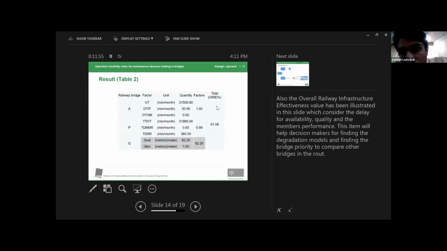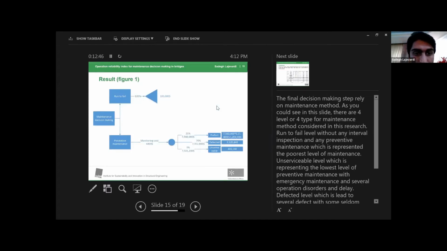For the second result, the overall railway infrastructure effectiveness value has been illustrated in this slide, which considered the delay for availability, quality, and the member performance. And this item will help decision makers find the degradation model and the bridge priority to compare with other bridges in that road and in that network. For example, for this bridge, the total overall railway infrastructure equipment effectiveness is 91%. And if some other railway bridge in that network is lower or higher, we can decide about their priority for maintenance.